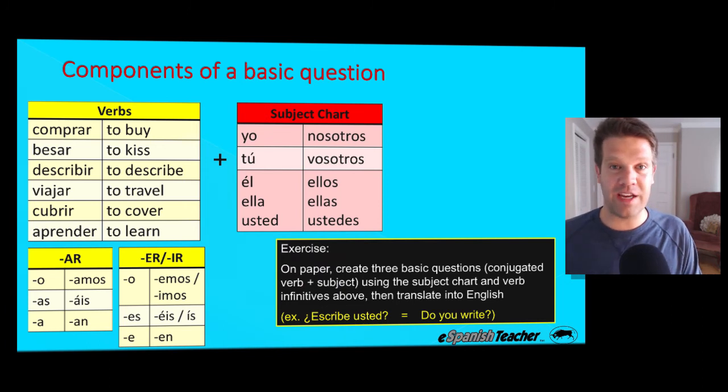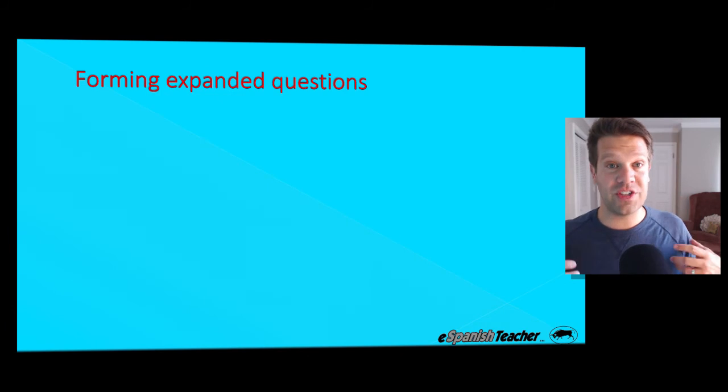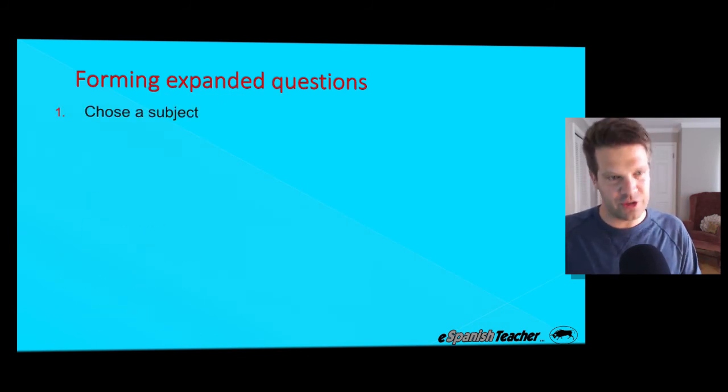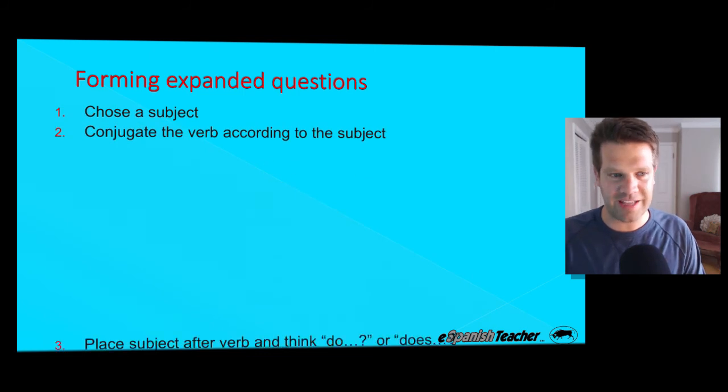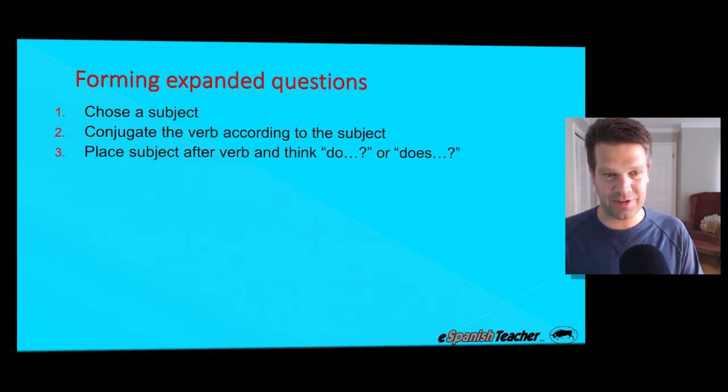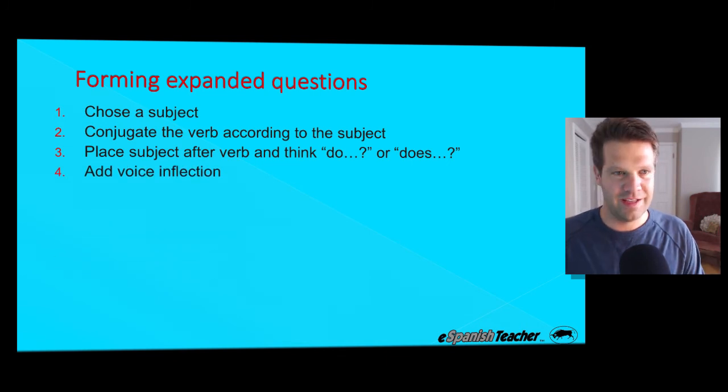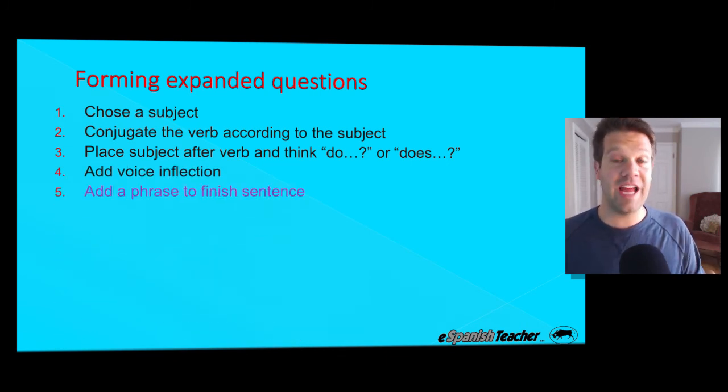Great. I hope you were able to write down a few questions and practice saying them out loud. Let's move on and build on what we've learned so far. Okay, so you know the steps to creating basic questions. First, you're going to choose a subject, conjugate the verb according to that subject, and an important part of this whole process is to switch the placement of the subject and verb and think do or does, and then add voice inflection. To form an expanded question, you're going to add a short phrase to the end of the question. Because up to this point, we've really only formulated questions using subjects and verbs. Now we're going to add a short little phrase to the end.